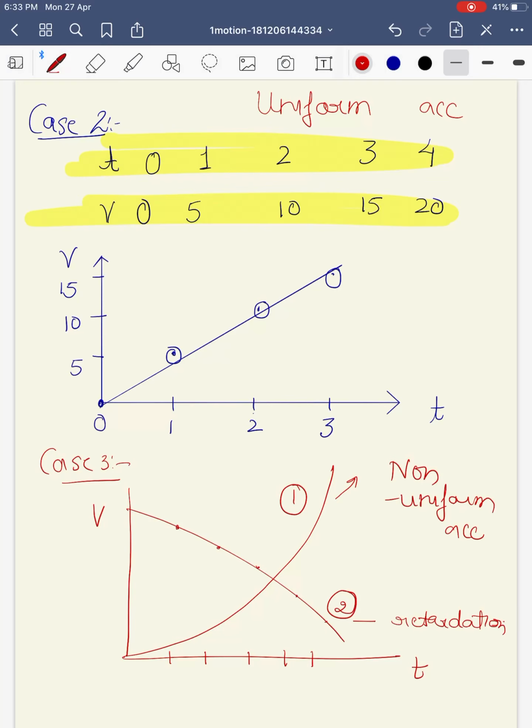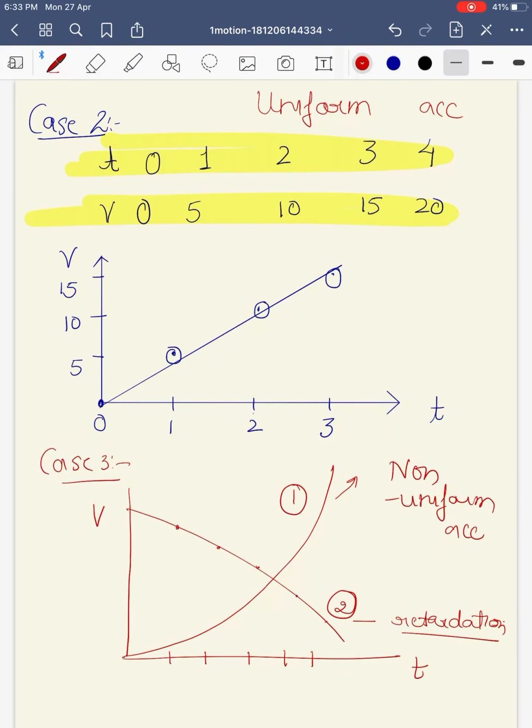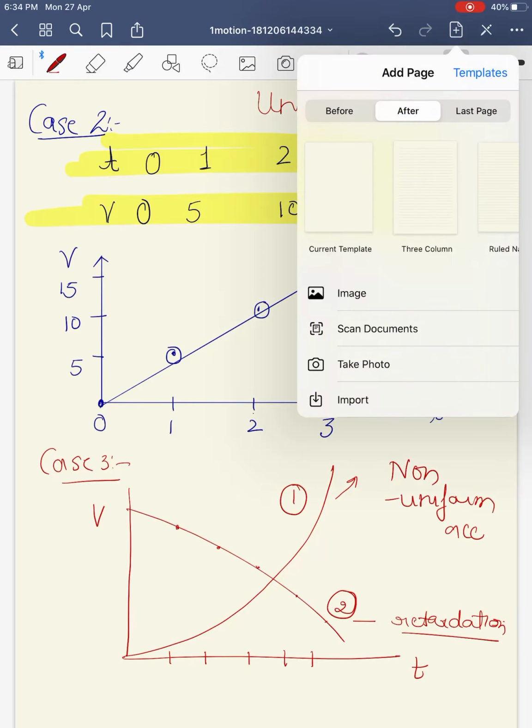So if in velocity time graph you get a straight line which is parallel to time axis, that is the case of constant velocity. If you get a straight line path, straight line graph, that is the case of uniform acceleration. If it is a curved line, it is non-uniform acceleration, and if the slope is downwards, that gives you value of retardation. Okay, as I told you that in case of velocity time graph, area under the graph gives you value of the distance covered or displacement that we had discussed in case of constant velocity.